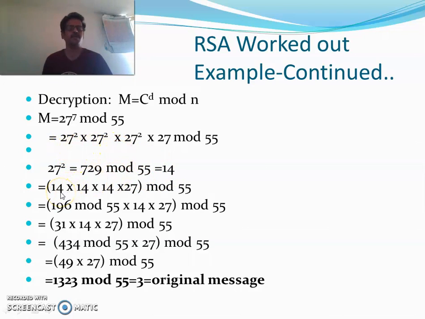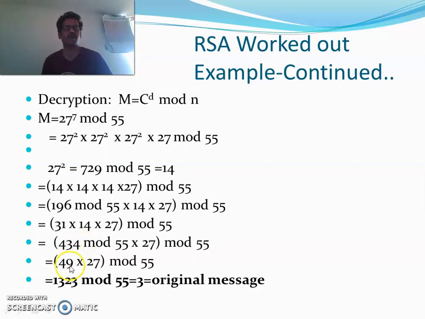So the expression becomes 14 into 14 into 14 into 27 mod 55. So now we are going to perform 14 into 14, which gives 196, which is greater than 55. So apply modulo division with 196, which gives the remainder as 31. So the expression becomes 31 into 14 into 27 mod 55. Now we are going to perform 31 into 14, which gives 434, which is greater than 55. Now we are going to perform a modulo division on 434, which leaves the remainder 49.